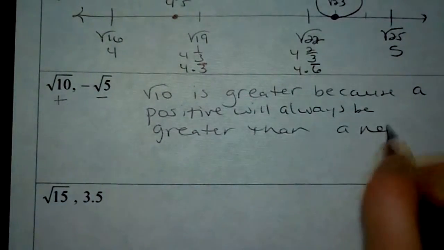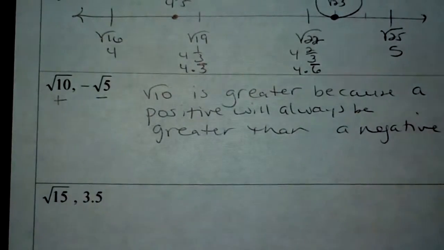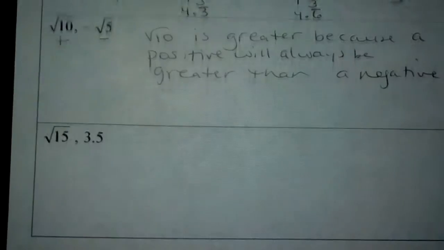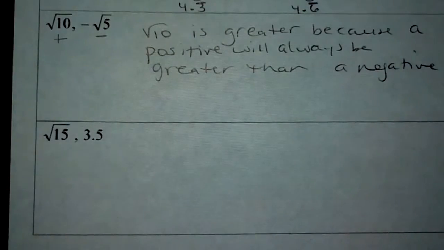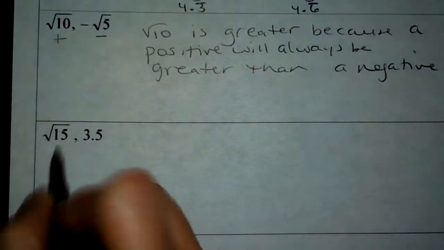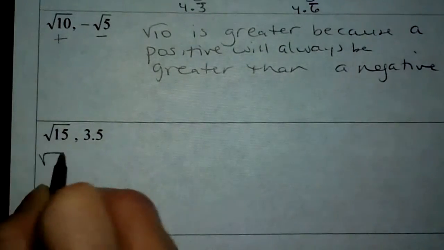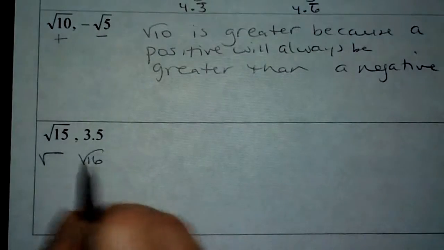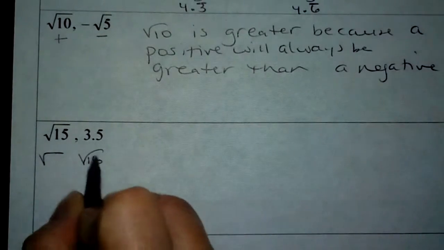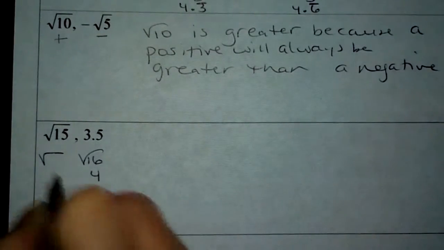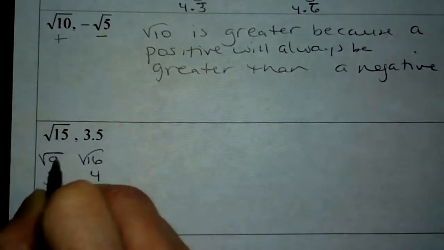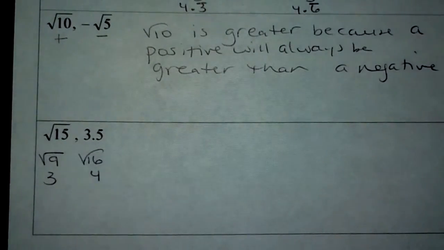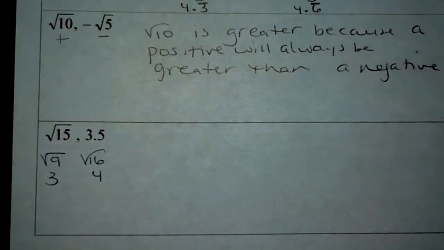All right, the next one, oh, they have the same sign. I was hoping it would be a little bit easier. We have the square root of 15. Step 1, let's determine which two roots that's between. Well, I know the square root of 16 is too high, right? And then the next one down, if the square root of 16 is 4, then it would be 3 squared, which is 9. So the square root of 15 is between 3 and 4, so is 3.5.